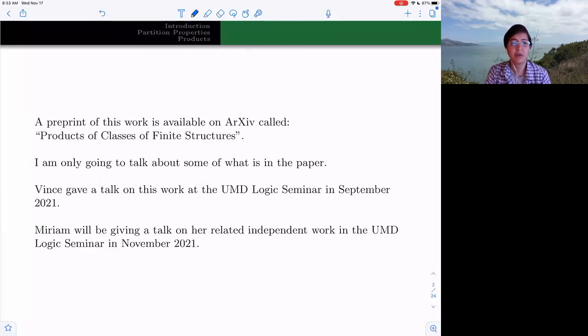I'm going to talk more about the part of the paper that has to do with the partition properties, which was more my stuff. They did a lot of work on the configurations, and there's some disjoint and amalgamation stuff in there too that they did a lot of work on. So this is going to highlight mostly my interests and my work in the paper.